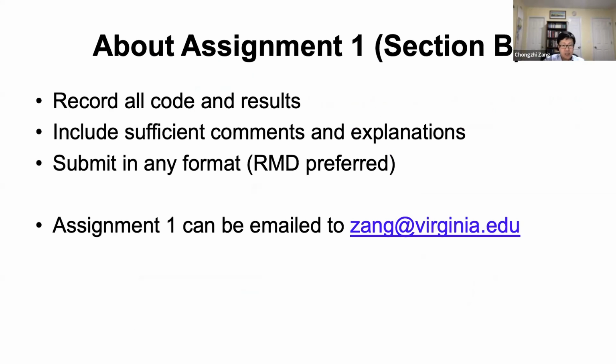About assignment 1, I'll especially talk about section B. Please remember to record all the code you use and the results, and include a sufficient amount of comments and explanations in the code. Or after getting the results, you can add the comments that you want to add. You can submit this in any format, but R Markdown is preferred, though feel free to submit it in a different format. You can just email me the assignment when you're done.